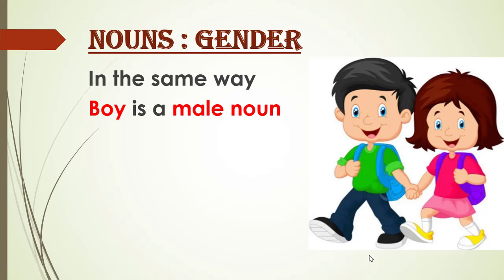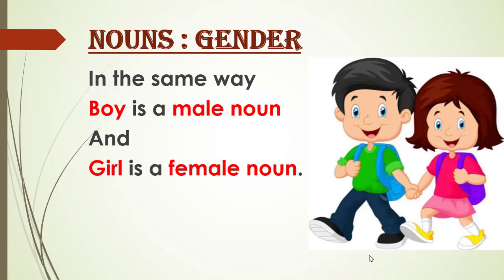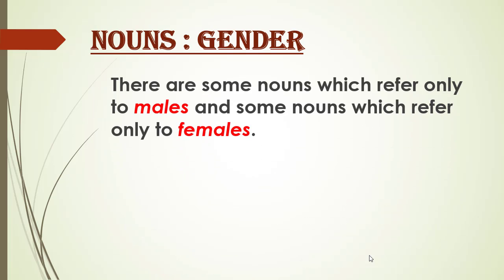In the same way, boy is a male noun and girl is a female noun. Boy comes under male noun and girl comes under female noun. There are some nouns which refer only to males and some nouns which refer only to females. Some nouns come in the category of males, male nouns, and some nouns come in the category of females, that is, we call them female nouns.